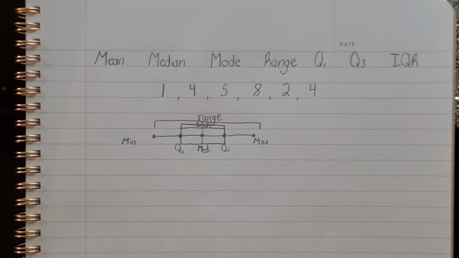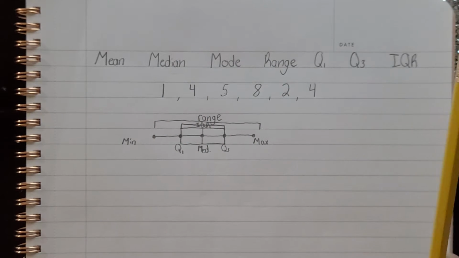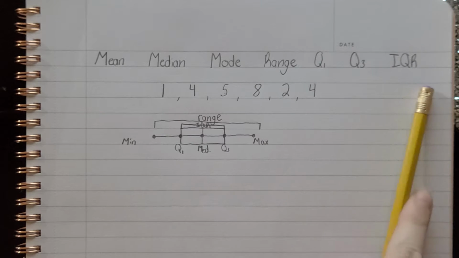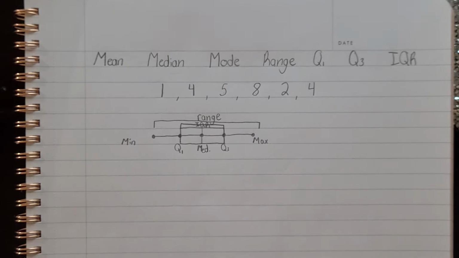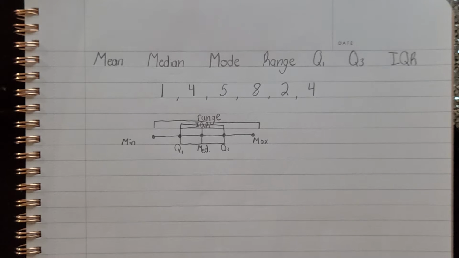Let's talk a little bit about all of the vocabulary that comes with this data set. So we have mean, median, mode, range, Q1, Q3, IQR, which was interquartile range. Okay, we have a lot of words. And if you look at them, they don't really mean a whole lot unless you memorize those definitions. Okay, I have some little tips and tricks to help you remember what they are and how to do them.